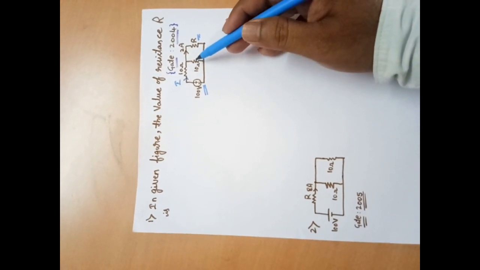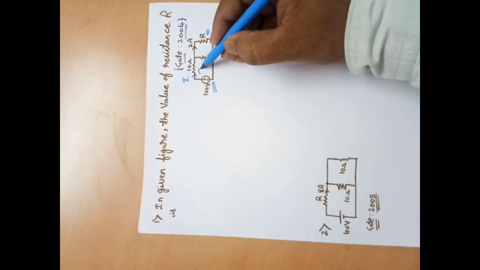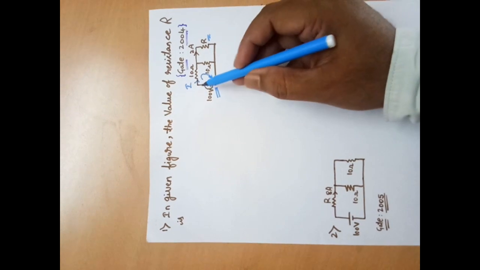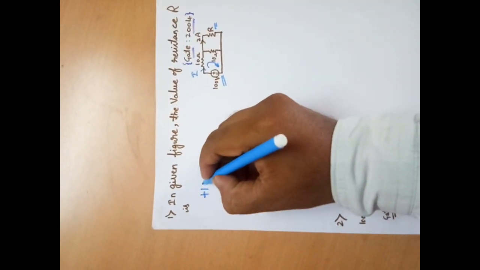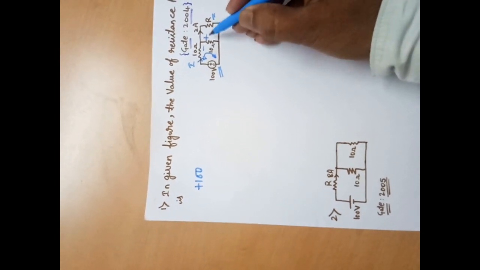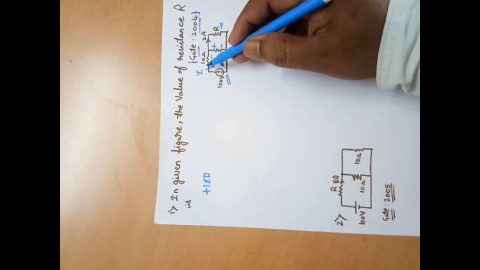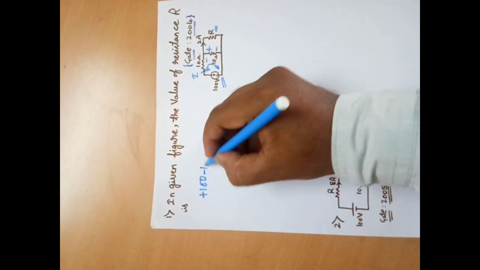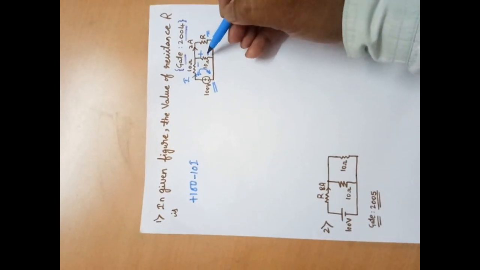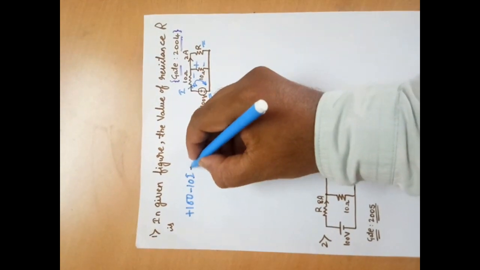To find the voltage across this, let me apply KVL for this loop. Considering this loop, we can apply KVL as follows. It flows from minus to plus, so it is plus 100. Then here, plus to minus, the resistance is 10 and the current is I, so minus 10I will be the voltage drop across this resistance. And across this resistance, again plus to minus, so we can say minus 10.